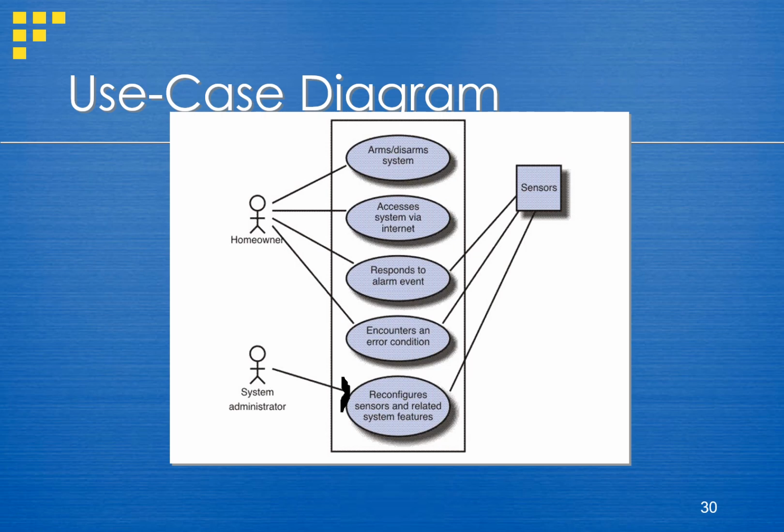Okay, then you can see different types of functionalities or services offered by the system, like arm or disarm system, access system via internet, respond to alarm event, encounter an error condition, and reconfigure sensors and related system features. So whatever happenings or executions are done inside the subject or system boundary, the output will be given to sensors. That is the secondary actor. So this is the generalized diagram for the use case diagram.